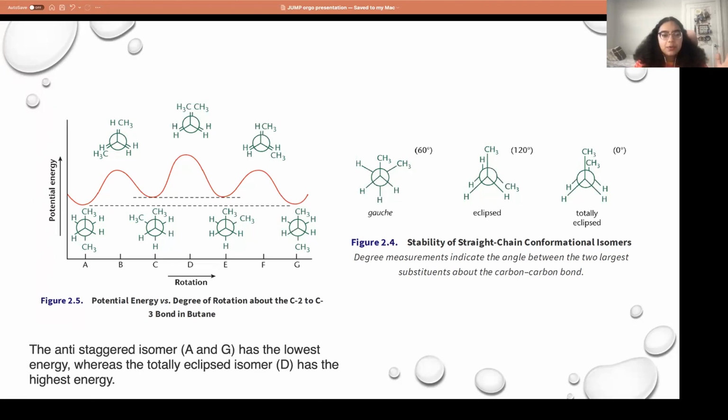So as you're rotating it, you can see the lowest energy is A and G, which are anti-staggered, because the CH3 groups are as far apart as you can get, whereas the highest energy is where your CH3 groups are in the same position. So when they're both pointed up, for example, that's called totally eclipsed, like it's eclipsing over, and that's the highest energy. So the stability will depend on the angles between the carbon-carbon bond. So you can see there's 60, 120, 0. So totally eclipsed at 0 is the highest energy.